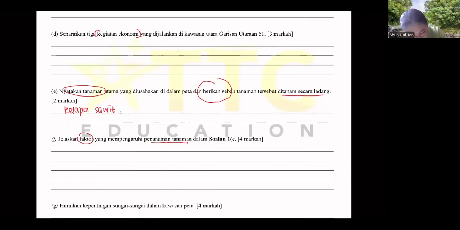Like this. Ditanam secara ladang kerana mempunyai permintaan yang tinggi. Because there is a lot of market, a lot of people want to buy, that's why they plant a lot. Permintaan pasaran yang tinggi.